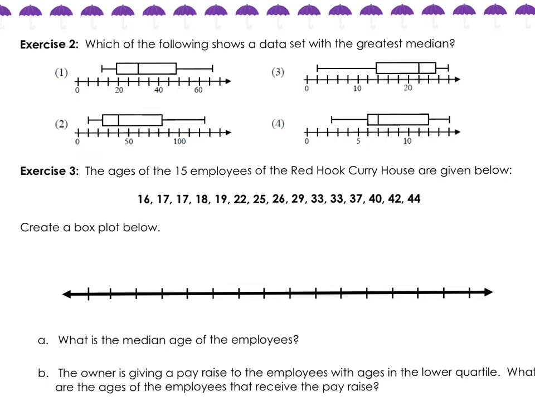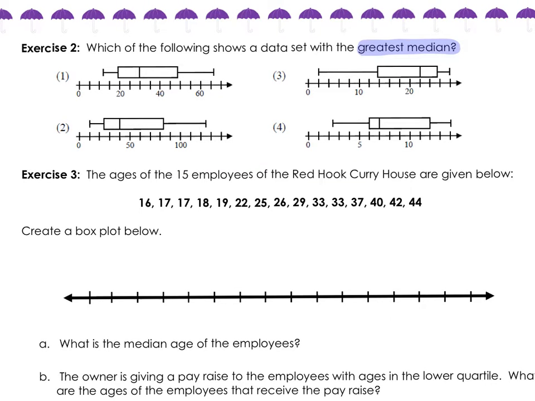Okay, so for exercise 2 here, it says, which of the following shows a data set with the greatest median? So the key piece of information here is they're asking us to find the median. So that means that I need to look at these graphs and identify where the median is or what the value is. So remember, the median is the middle, that line in the middle of our box in the box plot. So I'm just going to highlight those so you can see now what we're talking about. But I can't just look at where it's located and identify which one is the greatest. I have to find out what the number it represents is.